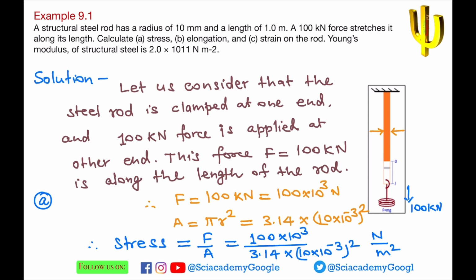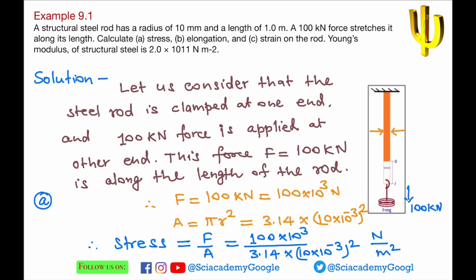Children, before starting the solution of this numerical problem, we'll observe what is given in the question. The first thing given is the radius of the rod, that is 10 mm. So 10 mm means 10 into 10 to the power minus 3 meter, so we'll convert this into meter. Second, the length of the rod is 1 meter, and the force applied is 100 kilo Newton.